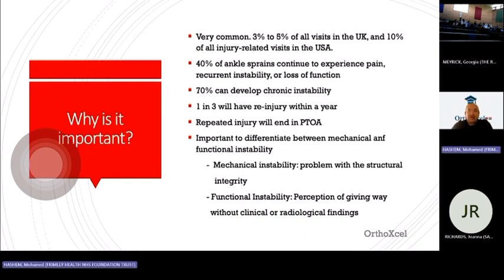1 in 3 of them will develop a re-injury, especially in the elite athletes, and repeated injury will end in post-traumatic osteoarthritis, as we all know. Please remember, it's not always a mechanical instability. Sometimes it's a functional instability, when everything is okay clinically and radiologically, but your patient is still complaining of giving way.